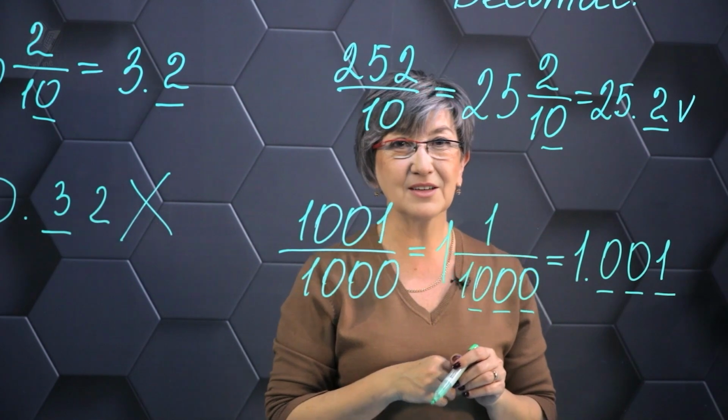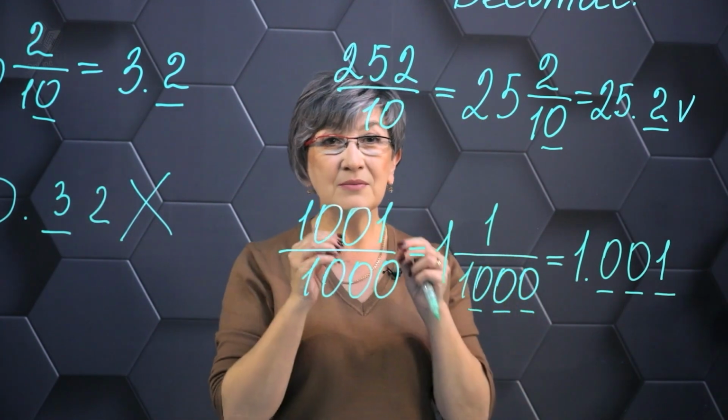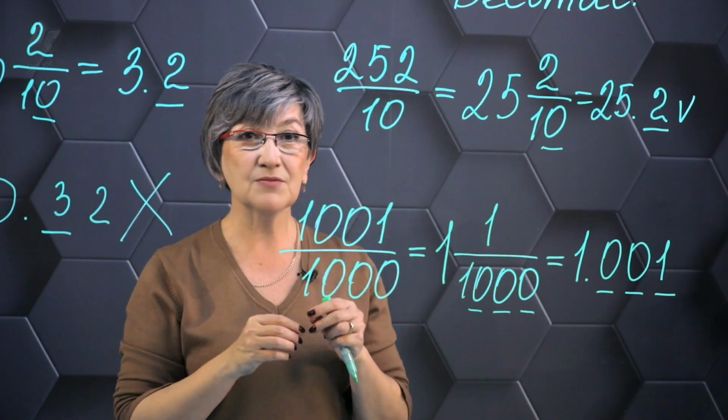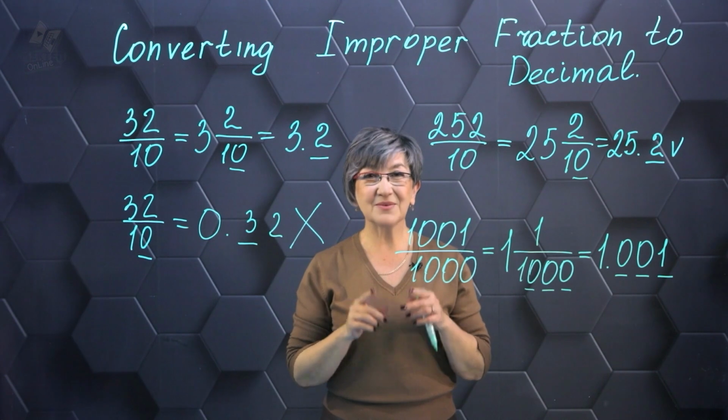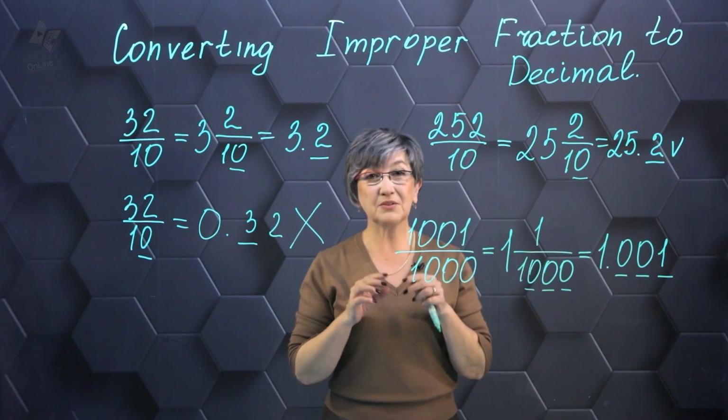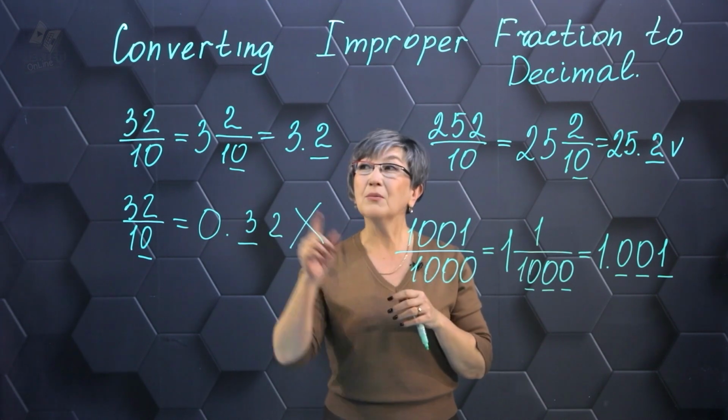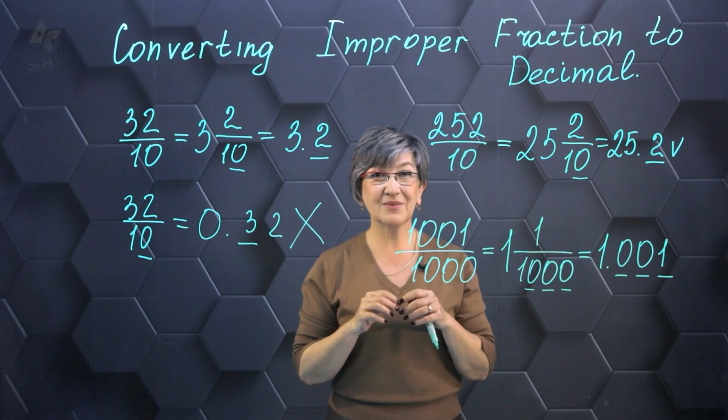When converting an improper fraction into a decimal fraction, be very careful. In the next lesson, we will analyze the algorithm of converting an ordinary fraction whose denominator is not equal to 10, 100, or 1000.